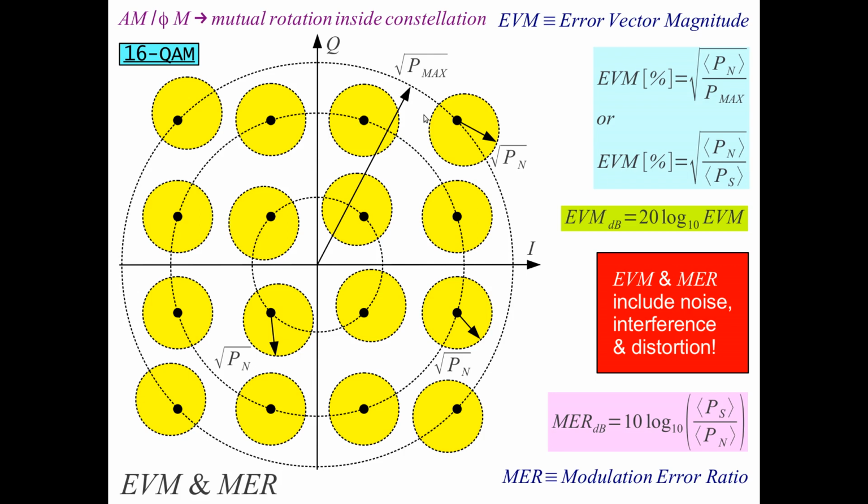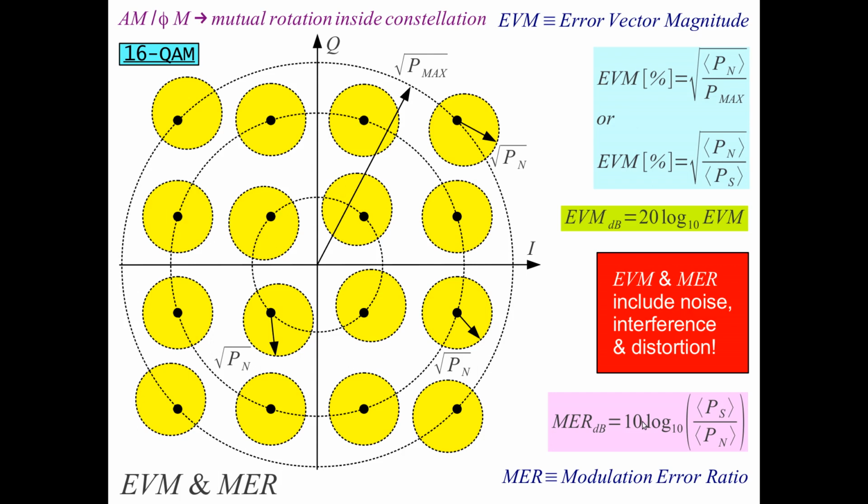So the four outer signals are delayed more than the average, the middle power signals, and the innermost, the lowest power four symbols are even advanced in phase because of the AM to PM conversion inside the QAM modulation, and they actually make the error vector magnitude worse, increase, and they decrease the modulation error ratio.